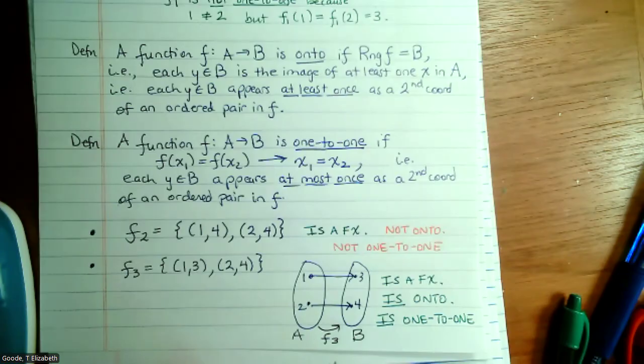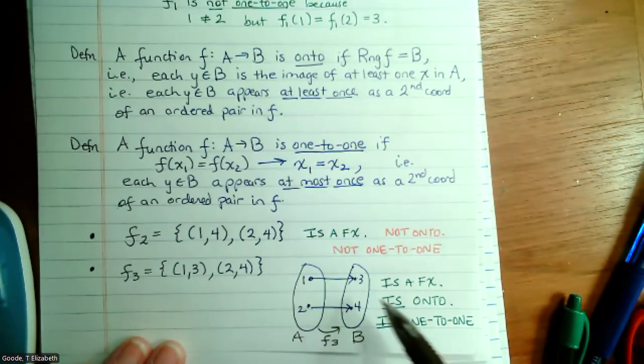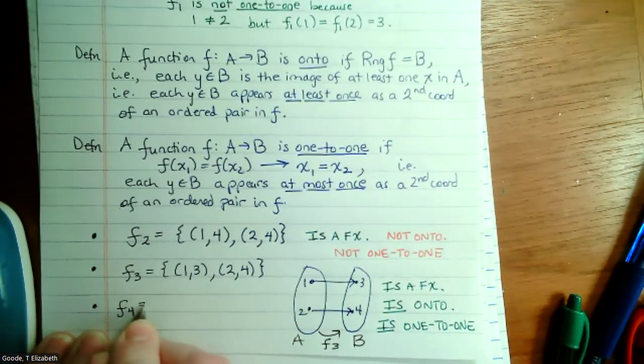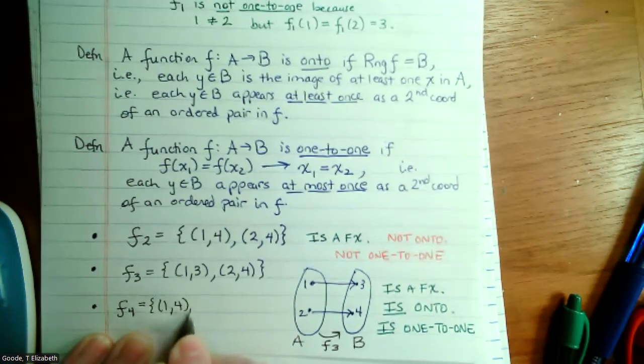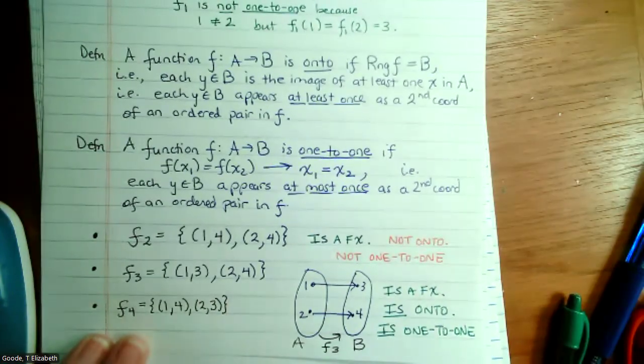There's one more function from A to B, from this A that has 1 and 2 in it, and this B that has 3 and 4 in it, that is a function. What would that be? I think it would be 1 to 4 and 2 to 3. Yeah, and it would be one-to-one and onto.